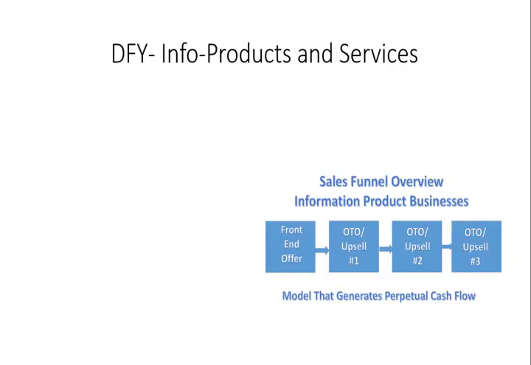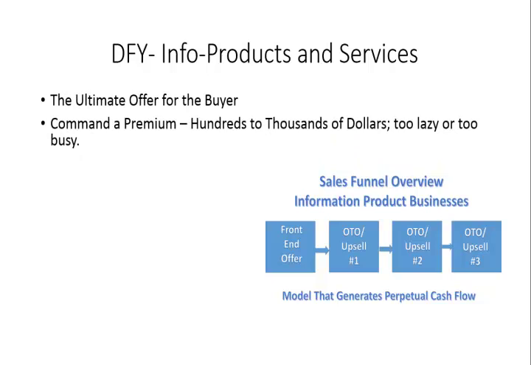Now, the other way of thinking about how to structure your product is DFY. This is the ultimate offer for the buyer. What you're doing is working with a buyer that's either too lazy or too busy to execute your information, and you're going to do it for them. I mean, you're going to take the entire package.